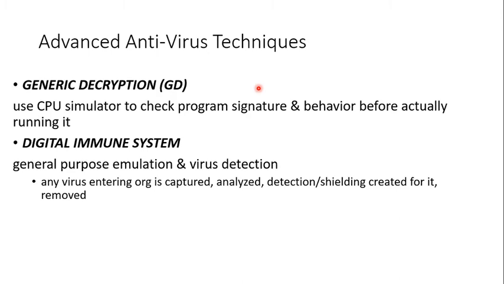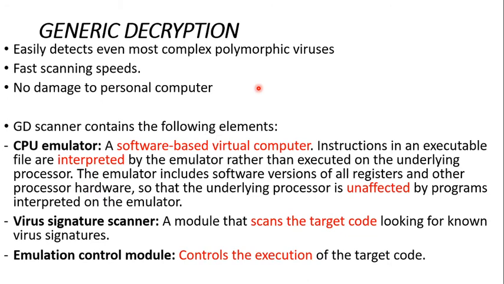First, the generic decryption. Generic decryption is a simple way of finding the viruses available in your computer. How does it work? You call it a generic decryption scanner, or GD scanner, used for the detection of viruses. It operates in three pieces: a CPU emulator, a virus signature scanner, and an emulation control module.